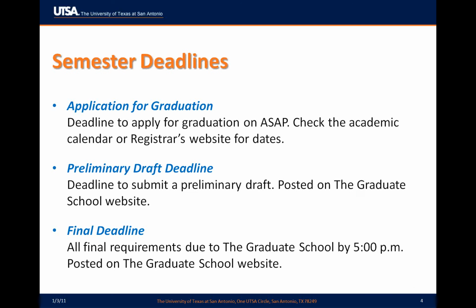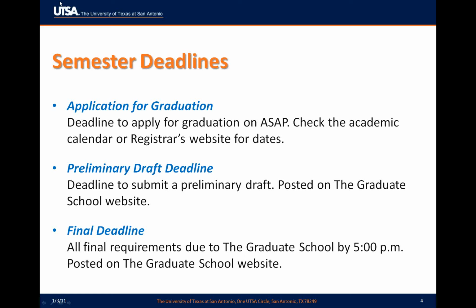So for your first steps, one of the first things that you need to know about are your semester deadlines. The first deadline that comes up every semester is your application for graduation deadline. That is the last day that you can apply for graduation on ASAP. This is not a deadline that is administered by our office, but it is administered by graduation coordination in the registrar's office. The deadline every semester is posted on the academic calendar or on the registrar's website, so you can always find it pretty easily.